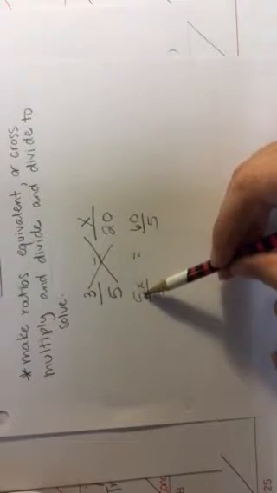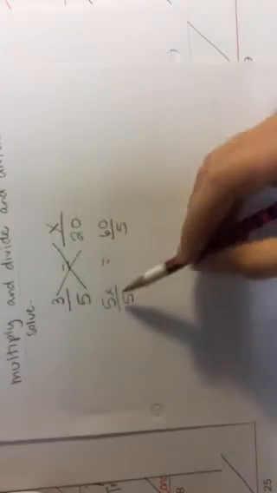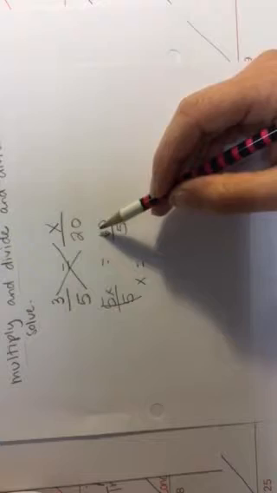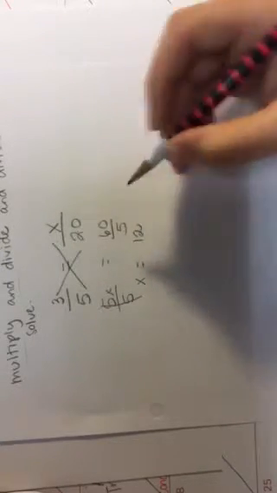So, cross multiply, I get 3 times 20, which is equal to 60. 5 times x, I get 5x. Okay, I solve for x by dividing by 5. I do the opposite of what it's doing. Right now it's multiplying, so I'm going to divide. 5 divided by 5 cancels, x is left over. 5 goes into 60 12 times. Okay, so let's see here.